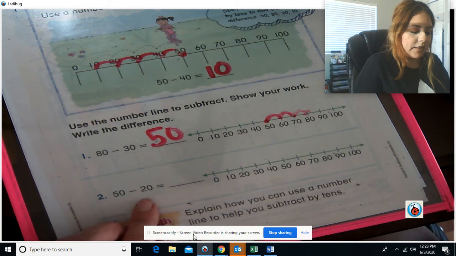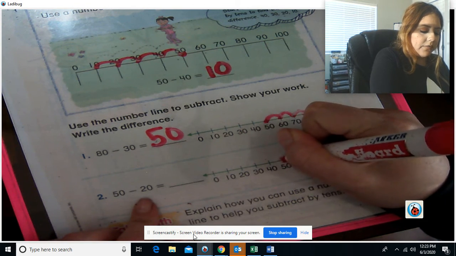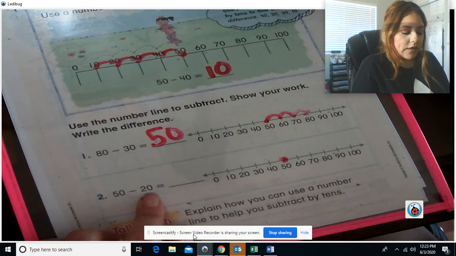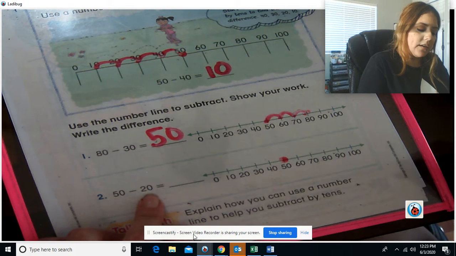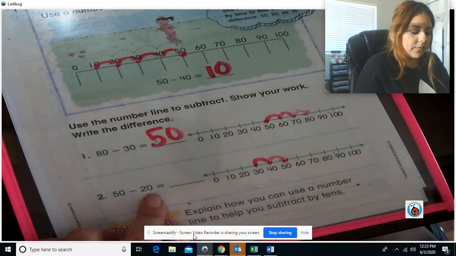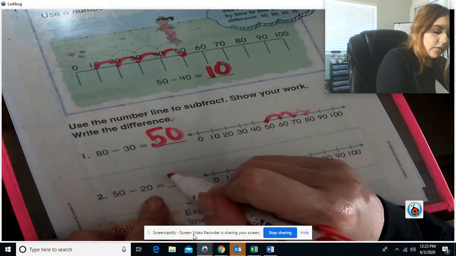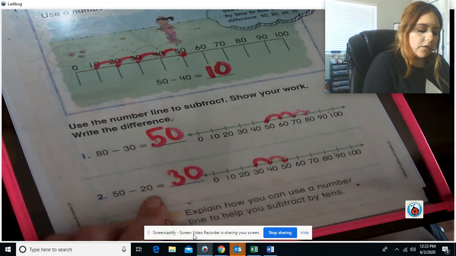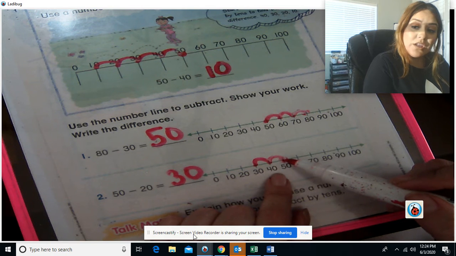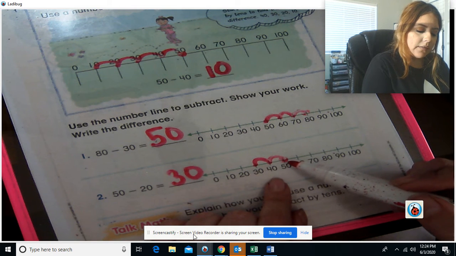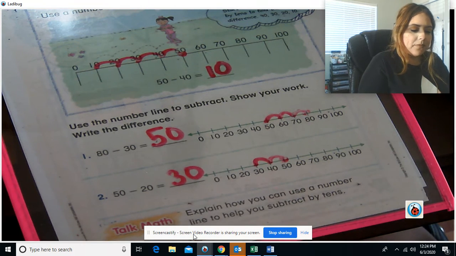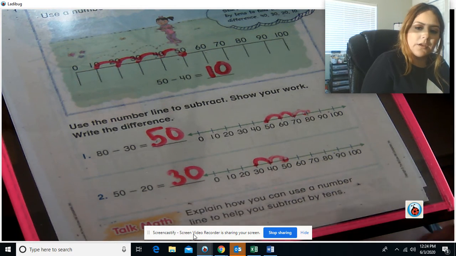Now we have 50 minus 20. I start at 50, and I make a jump, and I subtract 20. So I'm going to jump backwards 20. 10, 20. So my answer is 30. Look, it's 2 10s, but I'm really jumping back 20 spots. 10, 20. Okay, let's go on to the next page.